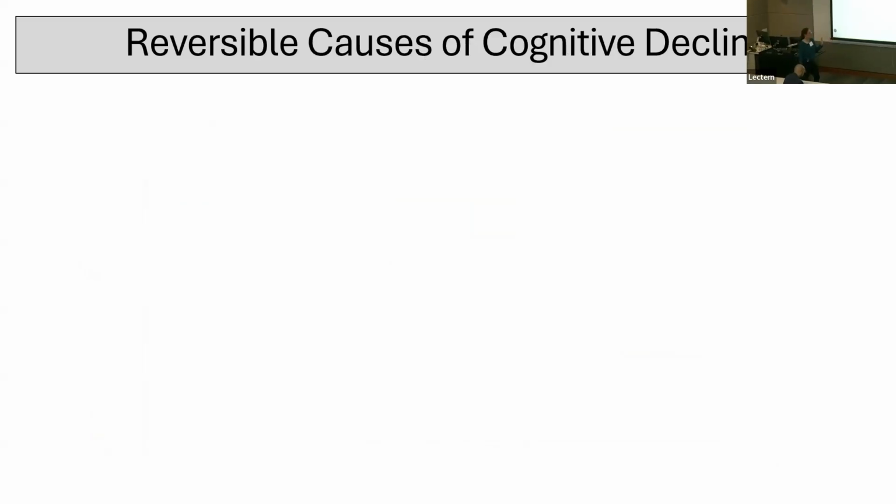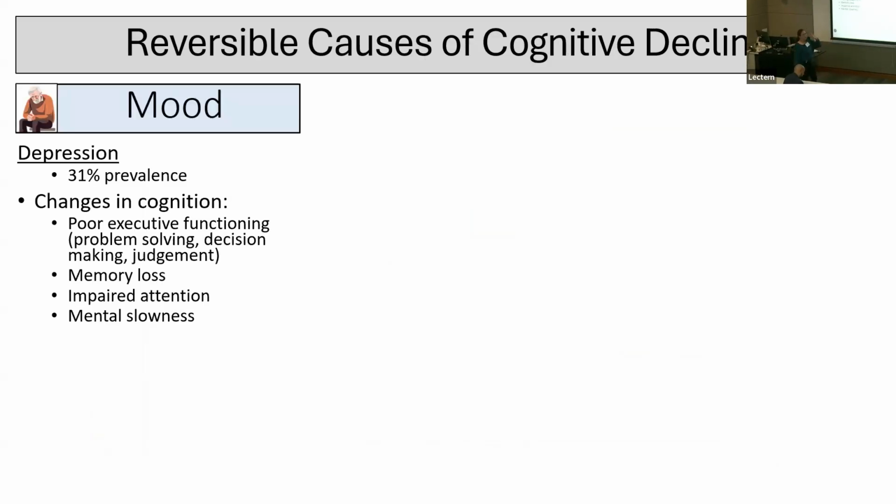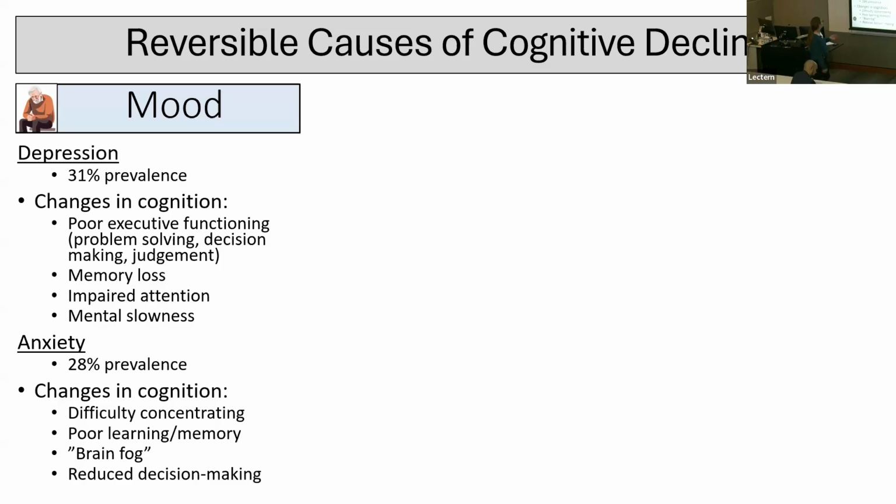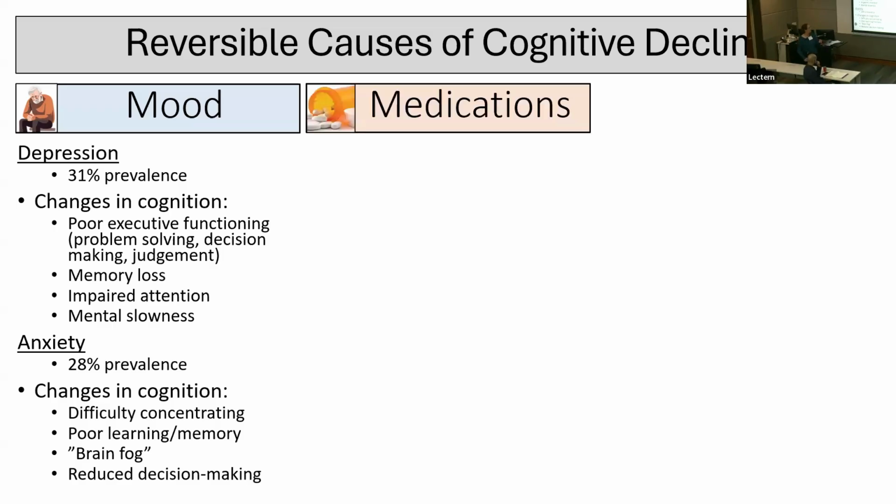Okay, I'm going to skip through these, but I will point out that there are a lot of reversible causes we want to consider when making a diagnosis. Mood is certainly one of them. Depression is very prevalent in older populations and has very notable effects on cognition. In fact, severe depression in older adults is called pseudodementia because they present almost as if they have a progressive dementia. It impacts memory, attention, and processing speed. Anxiety, as we touched on earlier, is also highly prevalent in older adults, and it can impact concentration, cause brain fog, and create trouble with learning, remembering, and decision making.